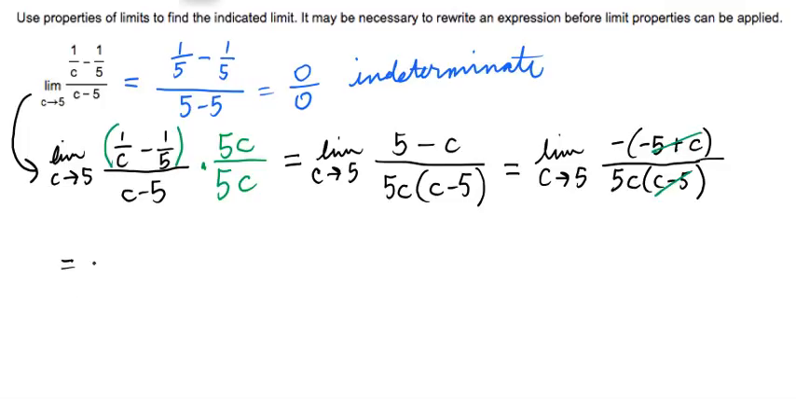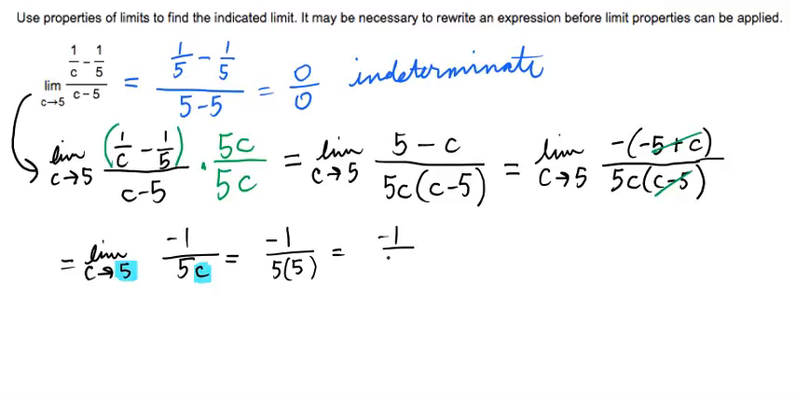So now we're left with the limit as c approaches 5 of -1 over 5 times c. And now we can go ahead and take the limit by plugging in that 5 for that c right there to get -1 over 5 times 5, or -1 over 25.